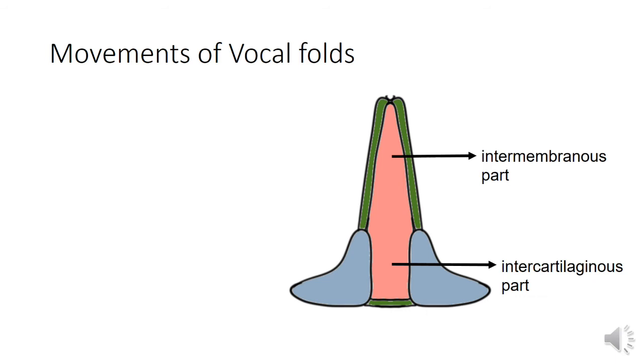Okay. The movement of vocal folds, which is brought about by the action of the intrinsic muscles of larynx, which we just now saw, brings about change in shape and size of rima glottidis. The movement of vocal folds brought about by the muscles of larynx affects the shape and size of the rima glottidis.